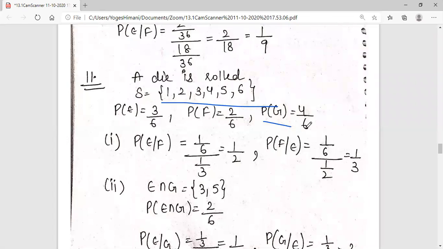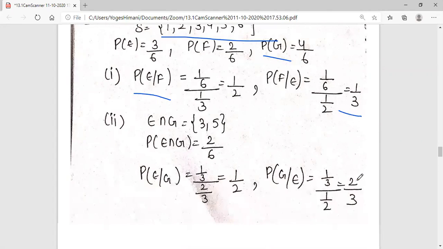Now they are saying find the probability of a sum. Find E by F. E by F formula is intersection upon probability of F. What is common in E and F? Only one element. 1 by 6 upon 1 by 3, that is equal to 1 by 2. Same F by E, 1 by 6 upon 1 by 2, that is equal to 1 by 3.